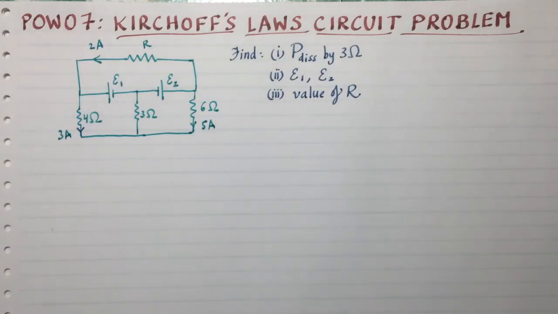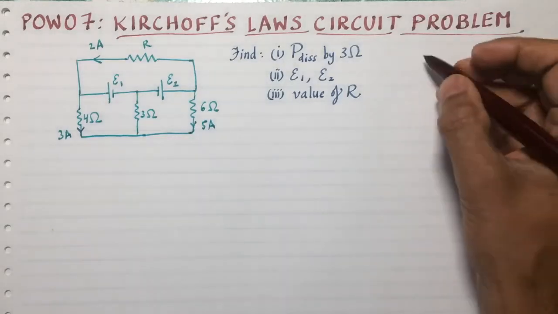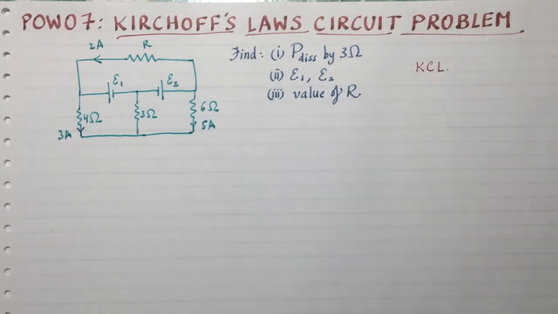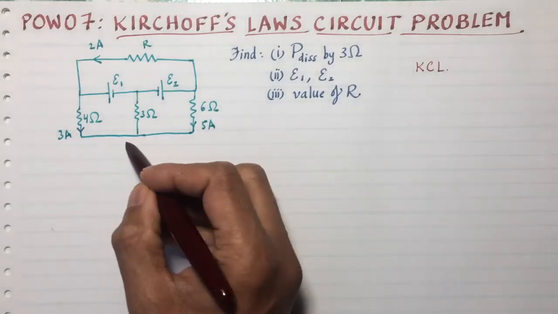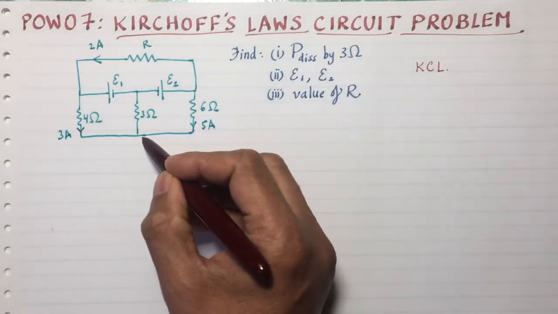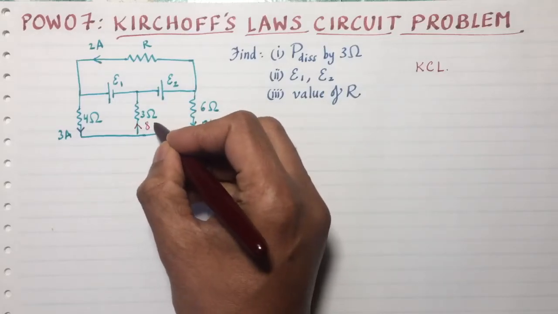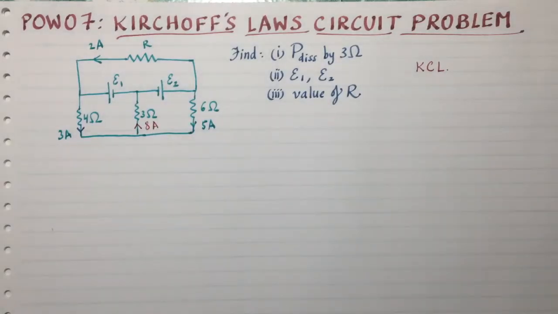So this is a typical multi-loop Kirchhoff's law problem. Now, first of all, the KCL rule can be used. The current law says the sum of all the currents appearing at a node must be 0. 3 amperes comes this way, 5 amperes comes this way. They're going to join up and become 8 amperes. So we certainly know that 8 amperes must flow through the 3 ohm resistor.